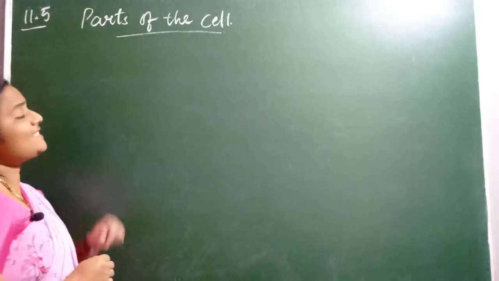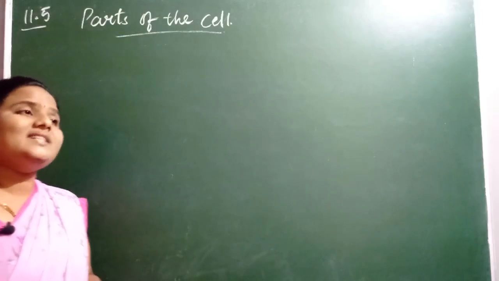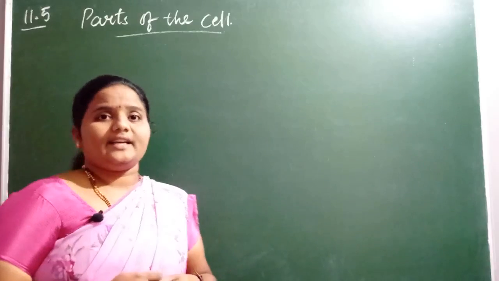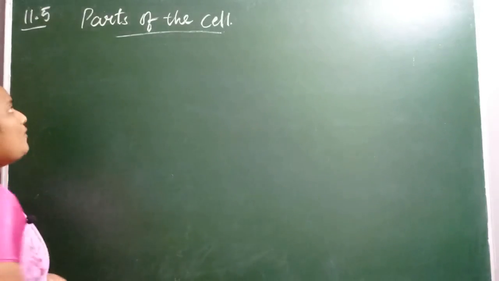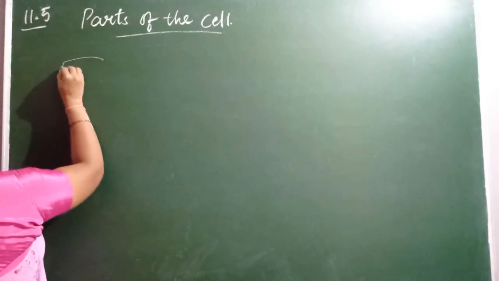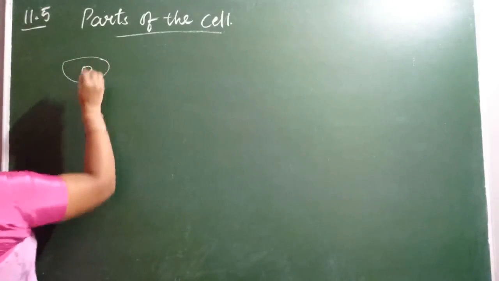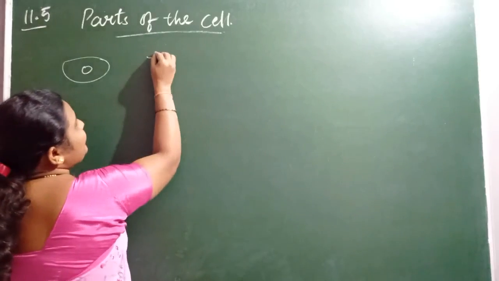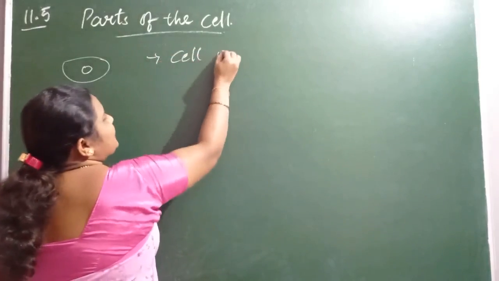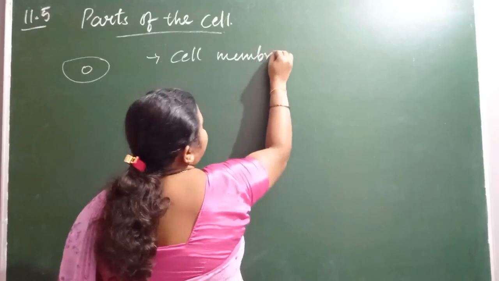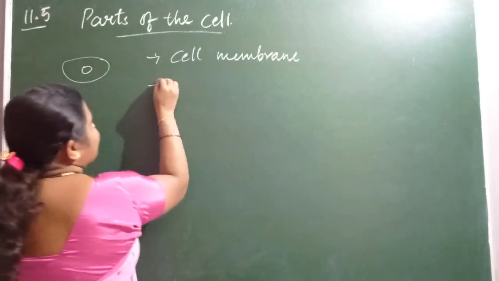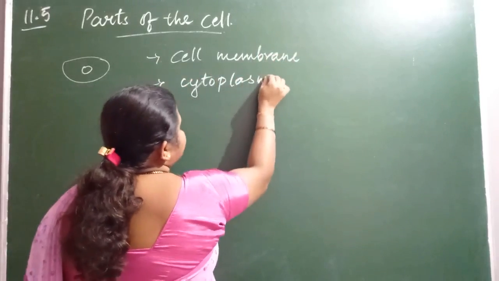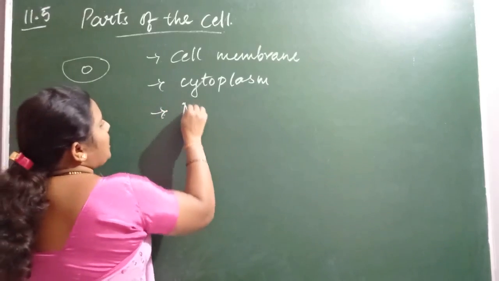Children, now we will discuss the parts of a cell. Means a cell consists of many parts, isn't it, children? So now we will see them one by one. When you take a simple cell structure, children, imagine this is a cell. At the center you will find one more structure. Generally, a cell will consist of cell membrane, cytoplasm, then nucleus.